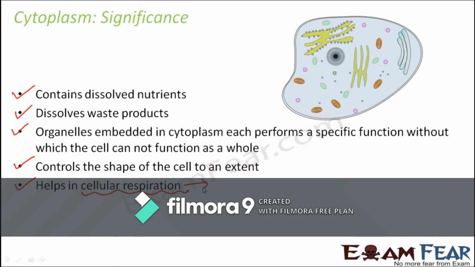So each cell absorbs the food and then generates energy out of that food. This process is called cellular respiration, where food, that is glucose, is oxidized. That is, glucose in the presence of oxygen is converted into a lot of energy, and this energy is then utilized by the cell for performing various activities. So that is how cytoplasm helps in cellular respiration, because these molecules which help in the process of cellular respiration are also present in the cytoplasm.